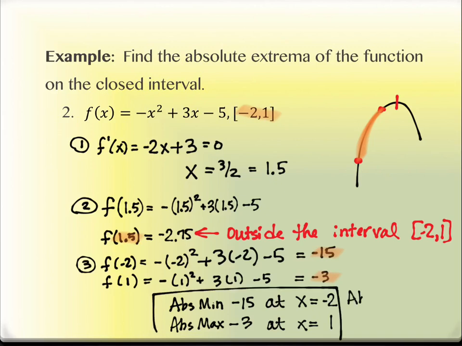You could say that we have an absolute maximum, and you could write it in ordered pair notation. At the ordered pair, negative 2, negative 15. And we have, sorry, was that minimum? That was minimum. We'll move that. Absolute minimum there. And we have absolute maximum at 1, negative 3. That's an alternate way to write it. It doesn't matter to me which one you do, but whichever one makes sense or you like better is fine.